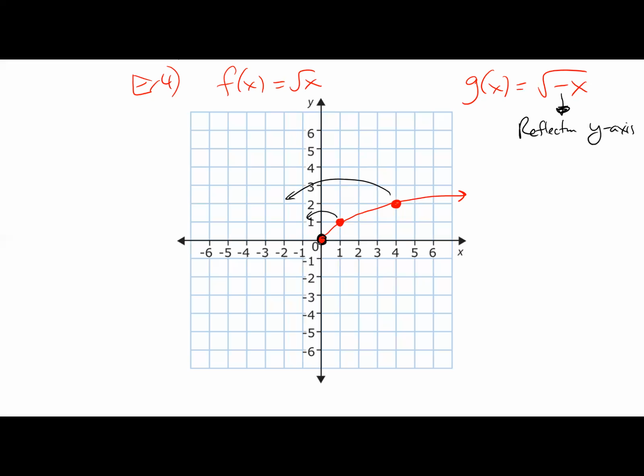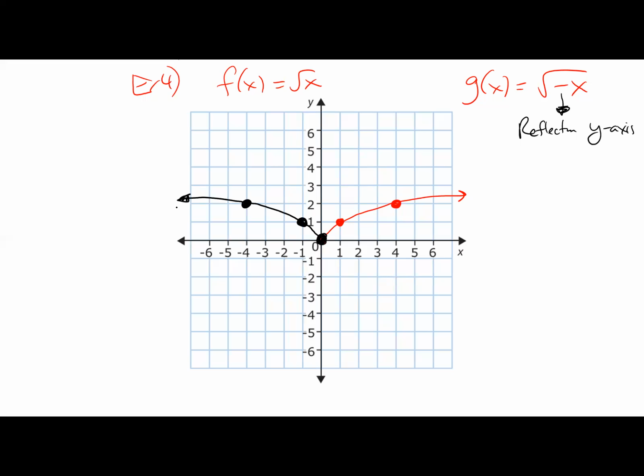So (0, 0) still stays because it's right at the origin. (1, 1) goes to (-1, 1). And (4, 2) now goes to (-4, 2). Notice that the x values are the ones that change. So there it is. There's my graph going the other way.